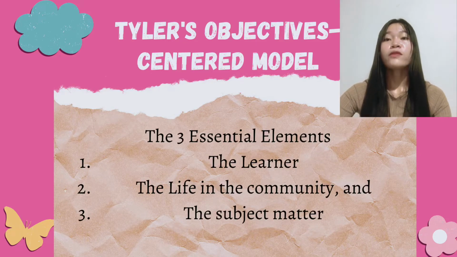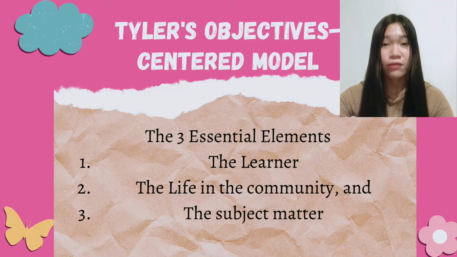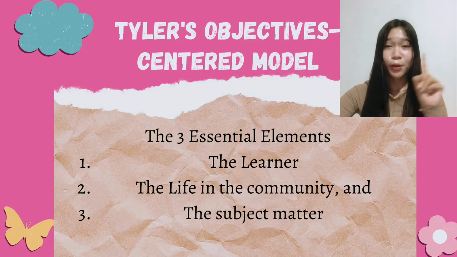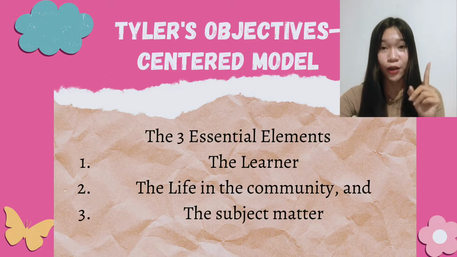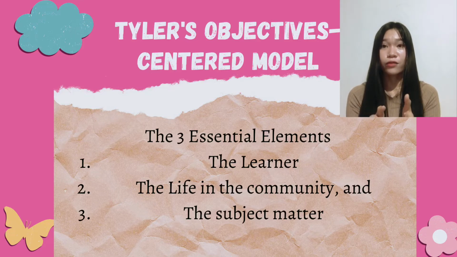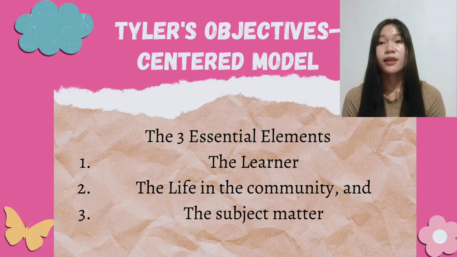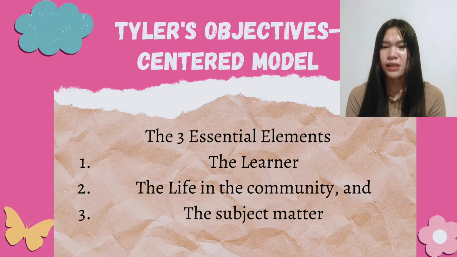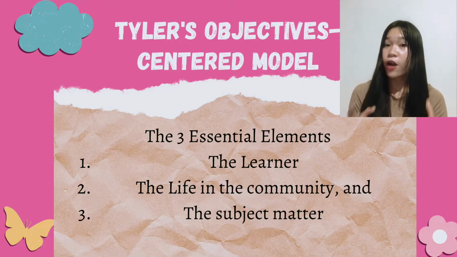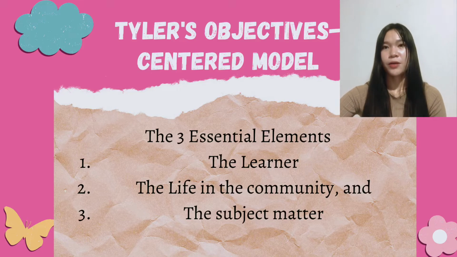Now, we have the three essential elements in this model. Number one, of course, is the learner, the students themselves. The second is the life in the community, which means the society and its environment. And the third one is the subject matter.